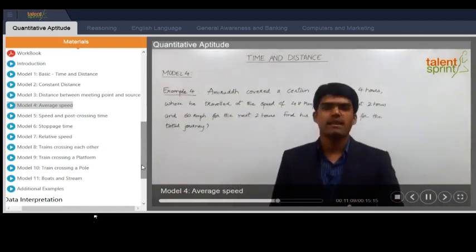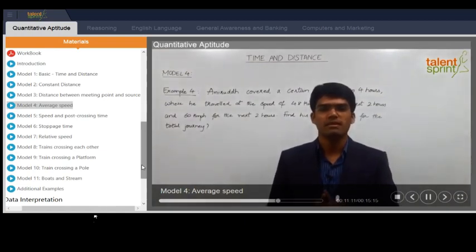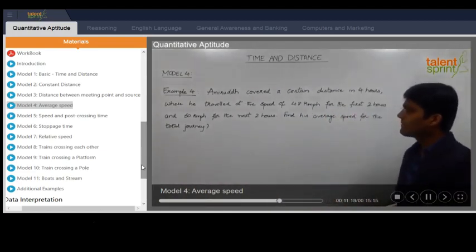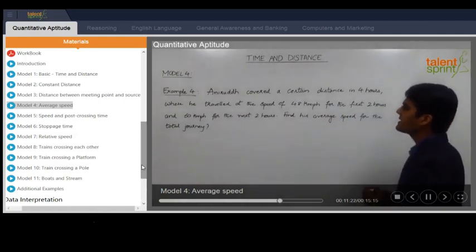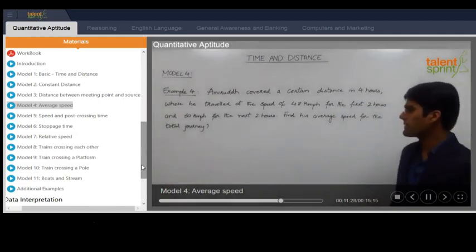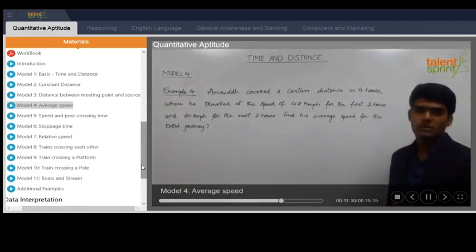Let us now discuss another special case of average speed where the total distance is covered in two equal time intervals at different speeds. Let us look at the question here. Anirudh covered a certain distance in 4 hours where he travelled at the speed of 48 kilometers per hour for the first 2 hours and 60 kilometers per hour for the next 2 hours. Find his average speed for the total journey.